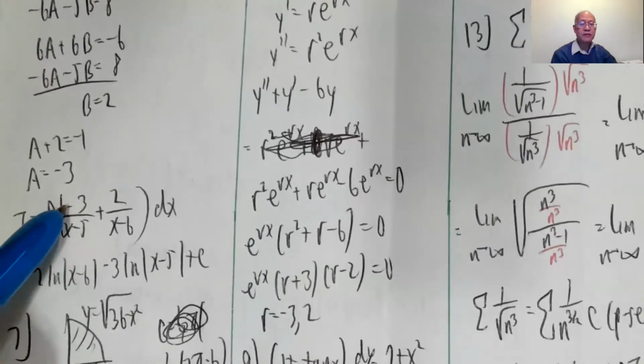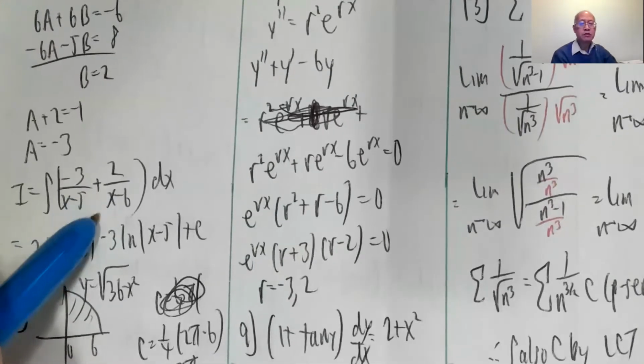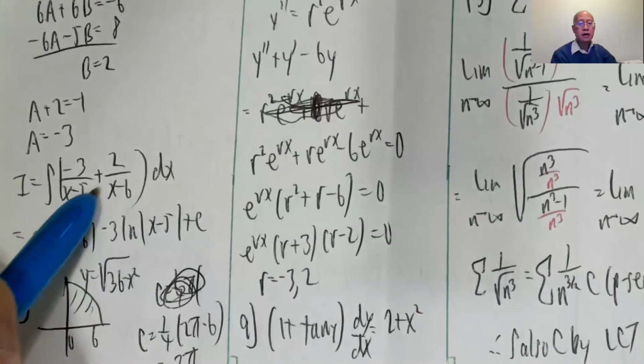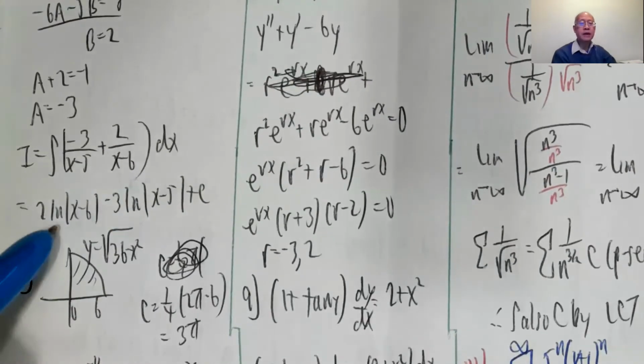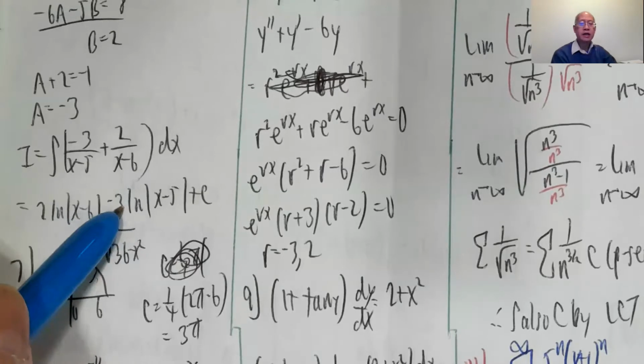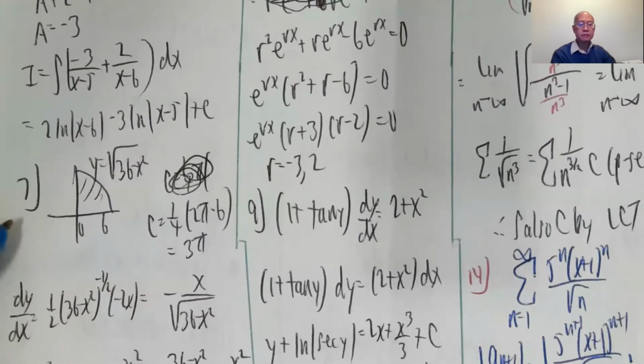So I have the integral of negative 3 over x minus 5 plus 2 over x minus 6 dx. I'd like to write the positive first. So 2 ln absolute value of x minus 6 minus 3 ln absolute value of x minus 5 plus c.